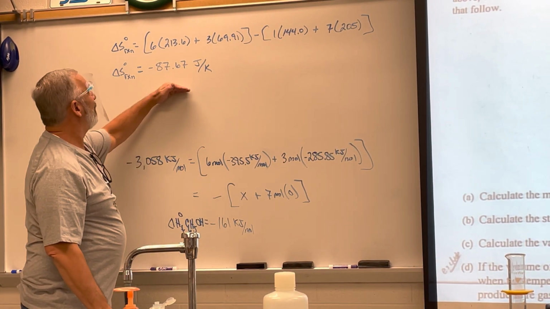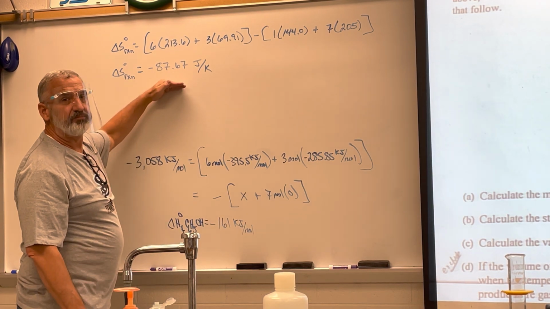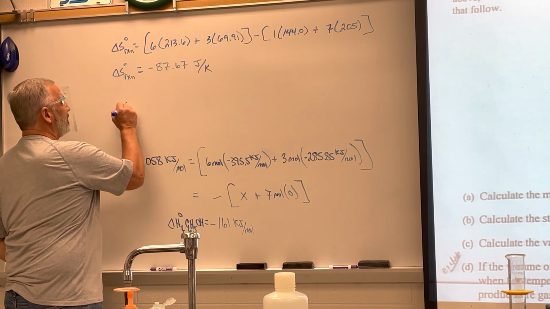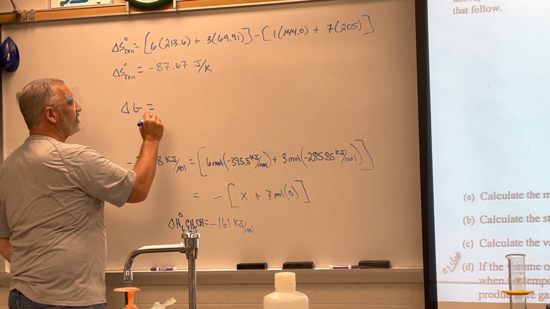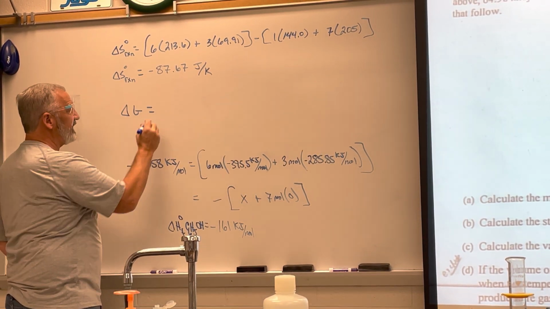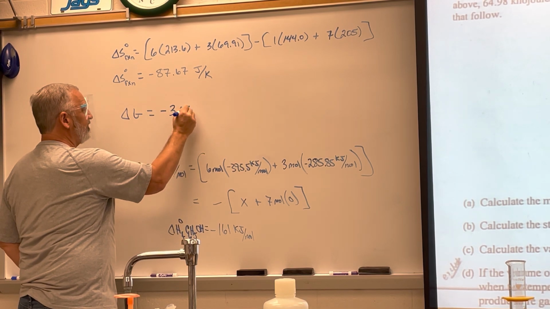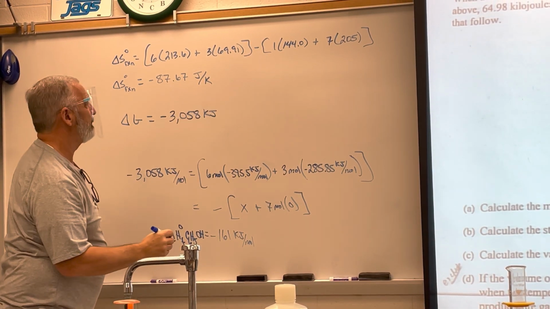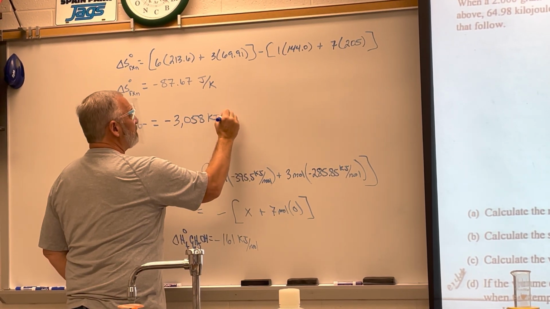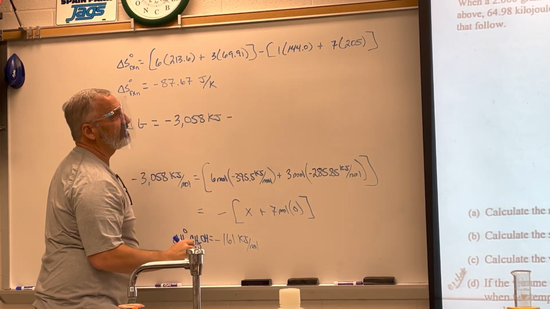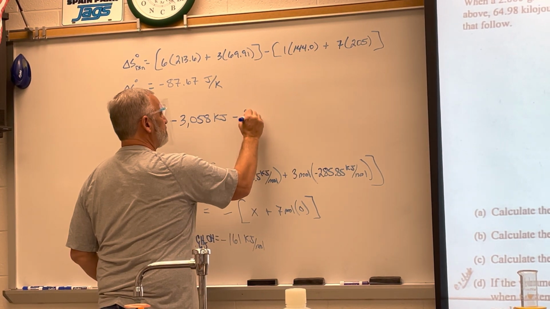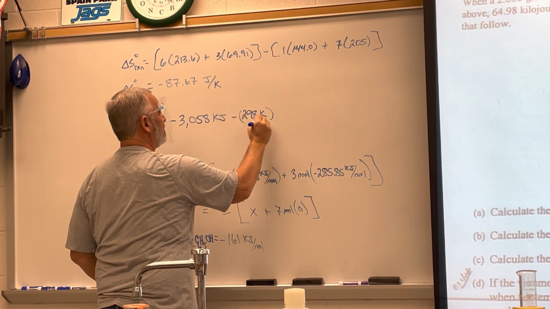So, what do I do with this number then? You put it in. Delta G then is equal to delta H, which we said was negative 3,058 kilojoules, okay? Minus the temperature, are we at 298? Yes, we are.